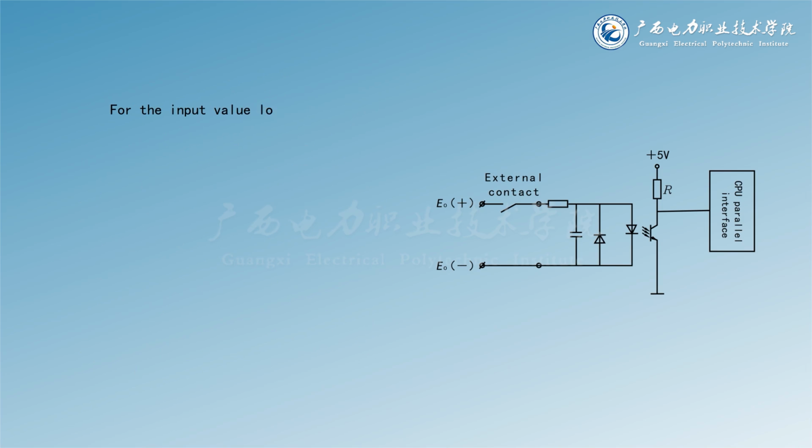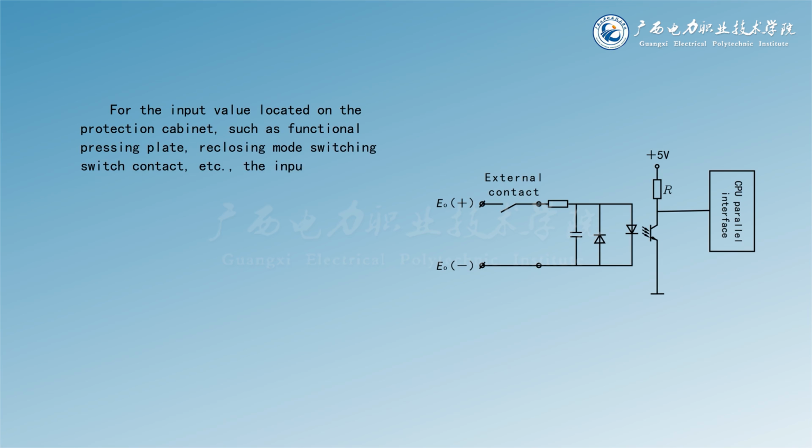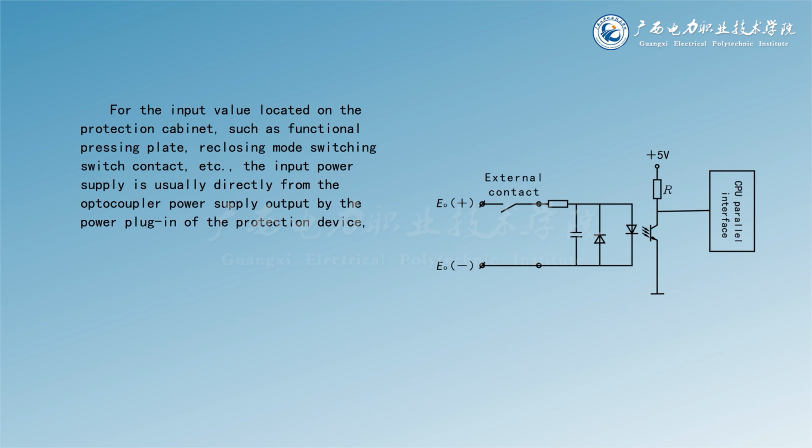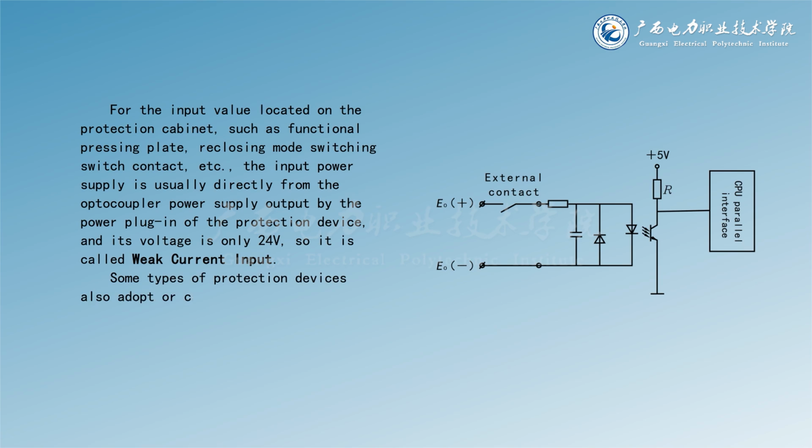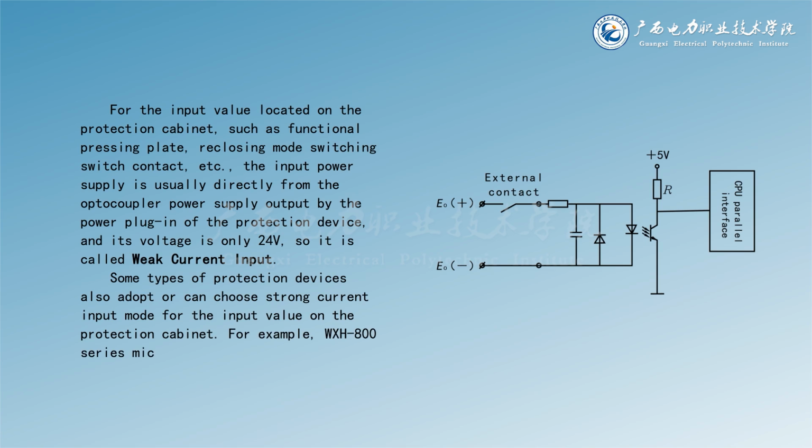For the input value located on the protection cabinet, such as the functional pressing plate, the reclosing mode switching switch contact, etc., the input power supply is usually directly from the optocoupler power supply output by the power plug-in of the protection device, and its voltage is only 24 volts. So it is called weak current input. Some types of protection devices also adopt, or can choose, strong current input mode for the input value on the protection cabinet. For example, WXH800 series microcomputer protection devices adopt strong current input mode.